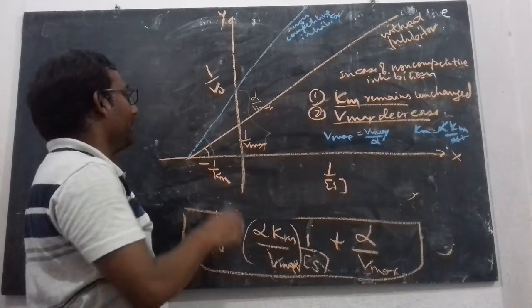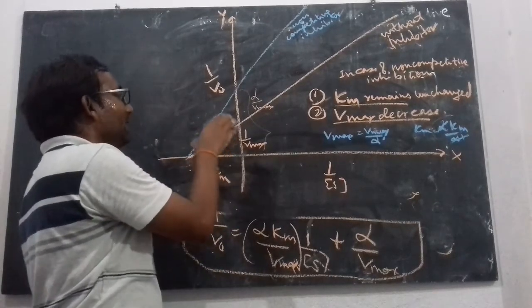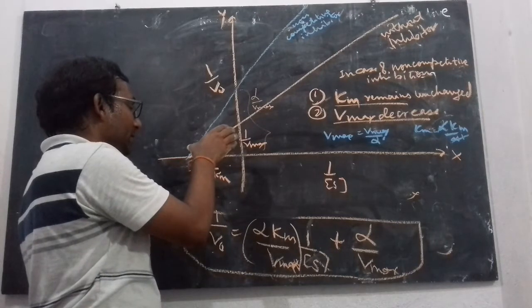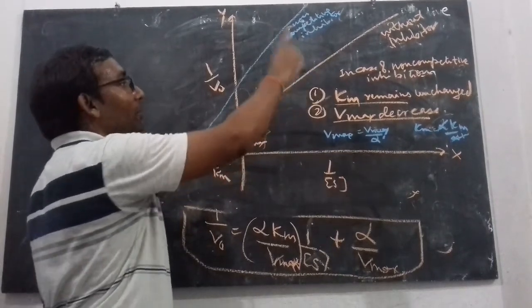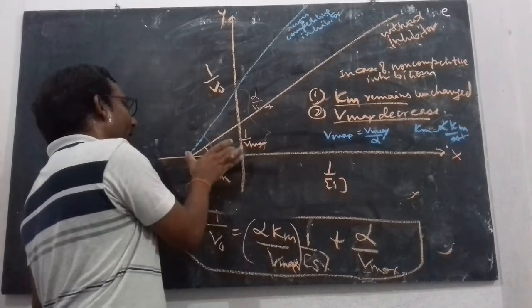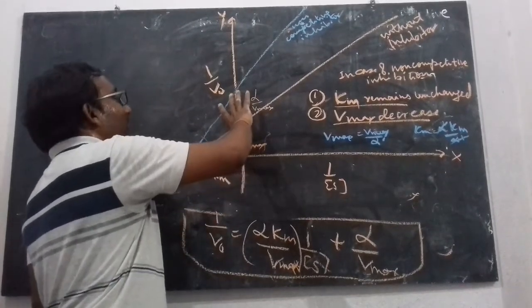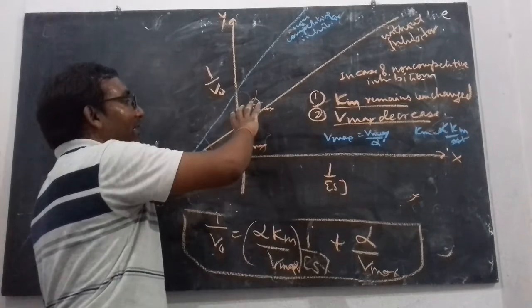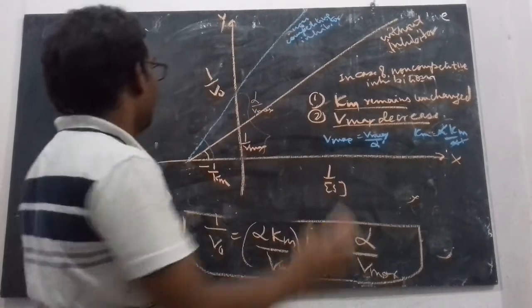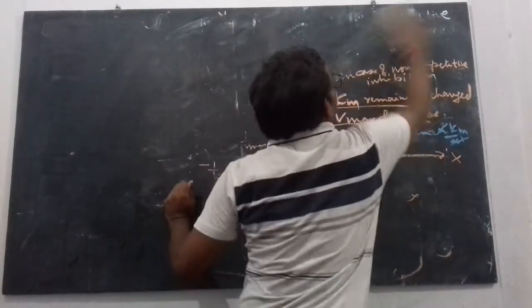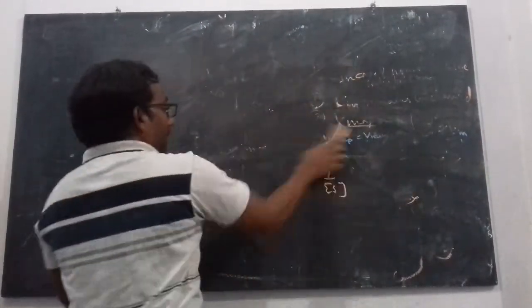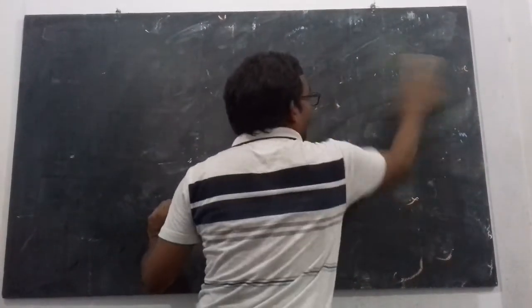So what have you learned here? We have learned that in case of mixed inhibition, a special case of mixed inhibition called non-competitive inhibition, the Km value does not change, but the value of Vmax has decreased. Okay, so now we are done with non-competitive inhibition.